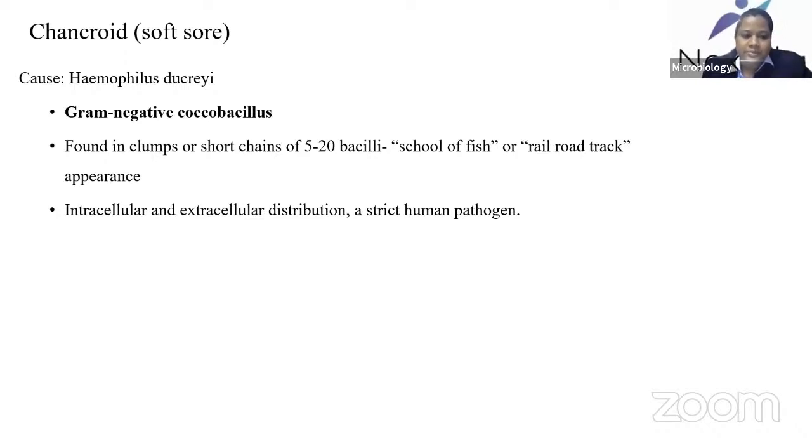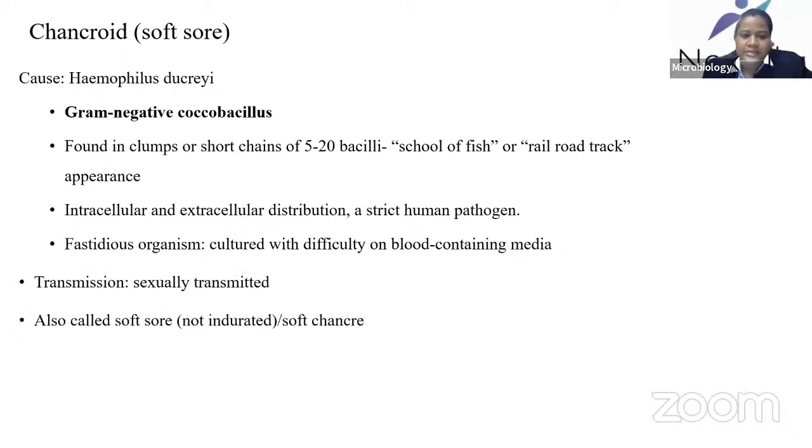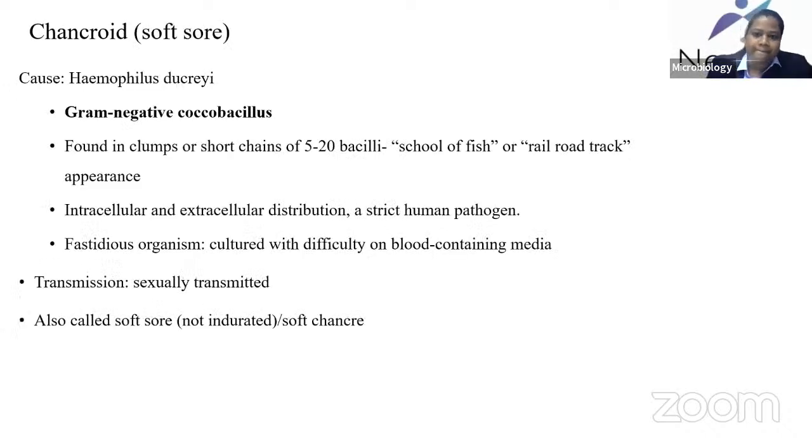These organisms can be intracellular or extracellular, and it is a very fastidious organism. It is very difficult to grow. So usually it is grown in a medium containing blood or on chocolate agar. So it is a sexually transmitted disease. It is also called a soft sore or a soft chancre. Okay. Now we'll move on to the clinical features.